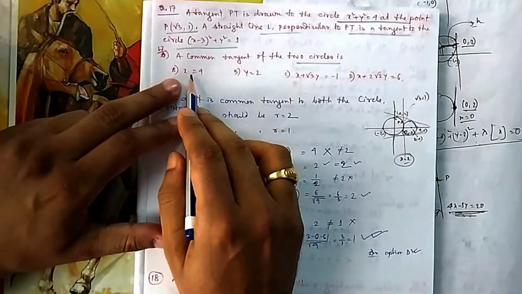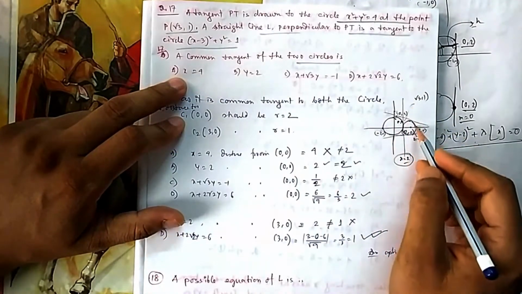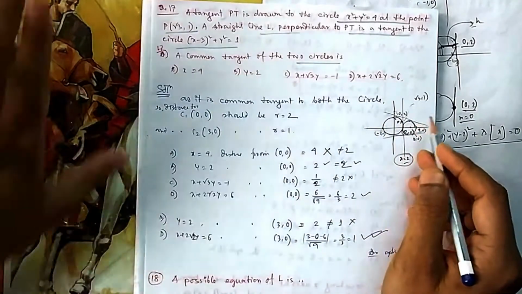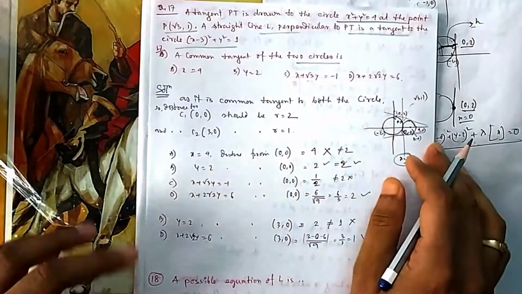So obviously these are not a common tangent. x equal to 4 means somewhere here. So this is not a common tangent. y equal to 2 means parallel to x axis. This is not a common tangent. So these two are already gone. So we are left with only these two options, C and D.